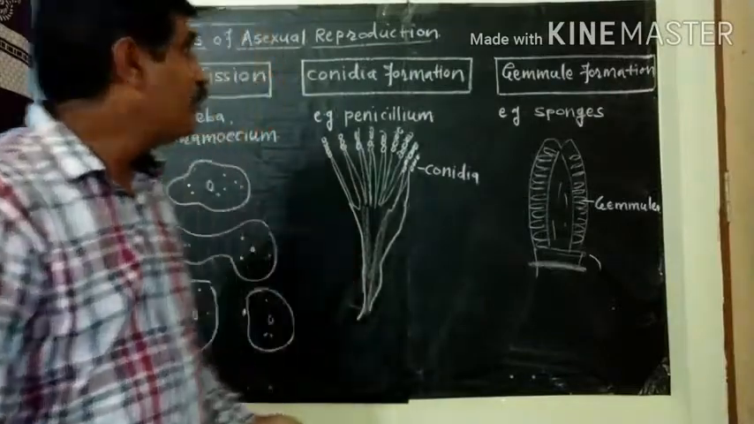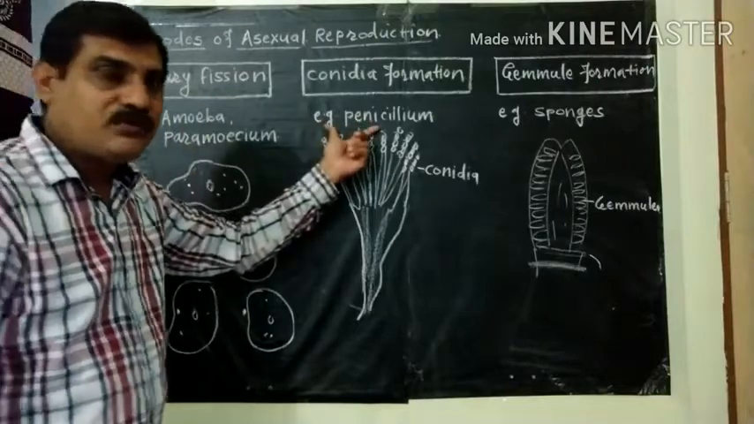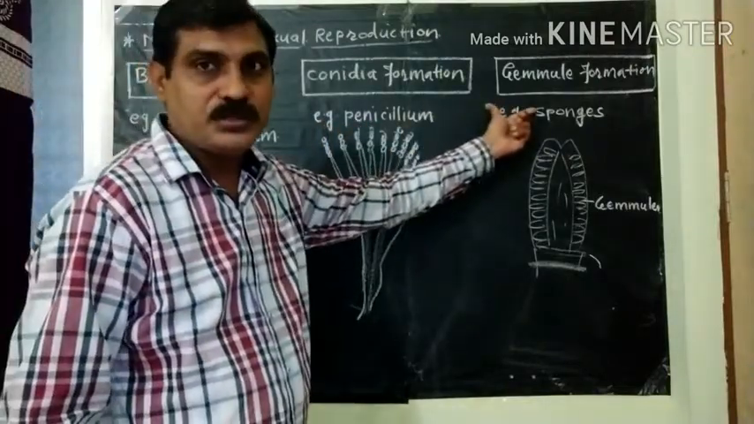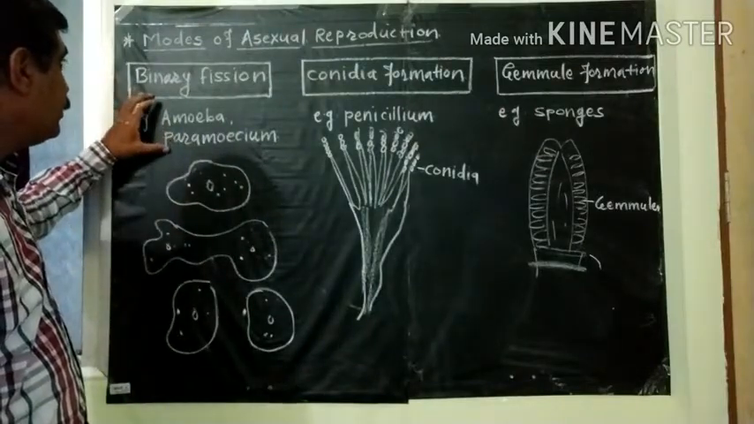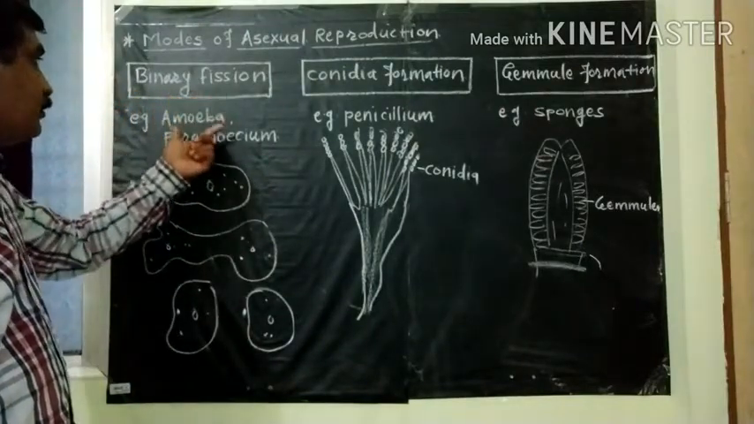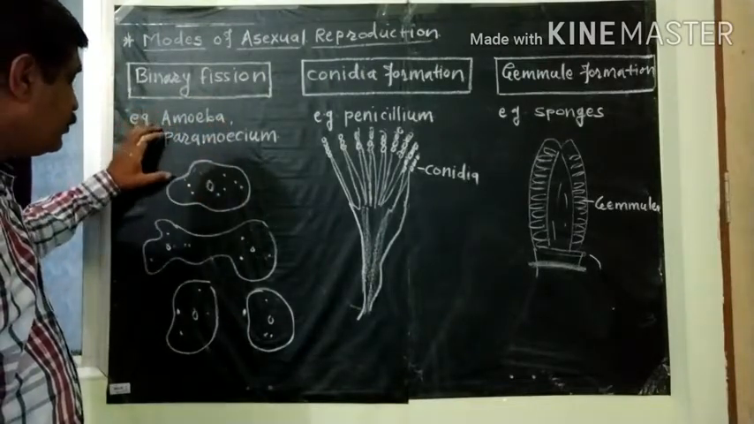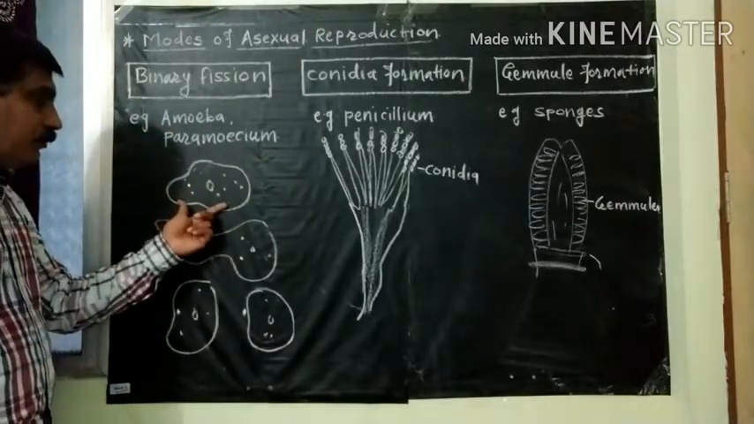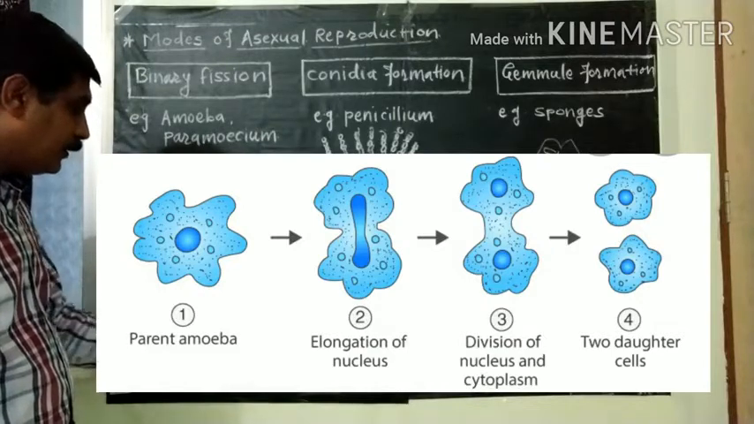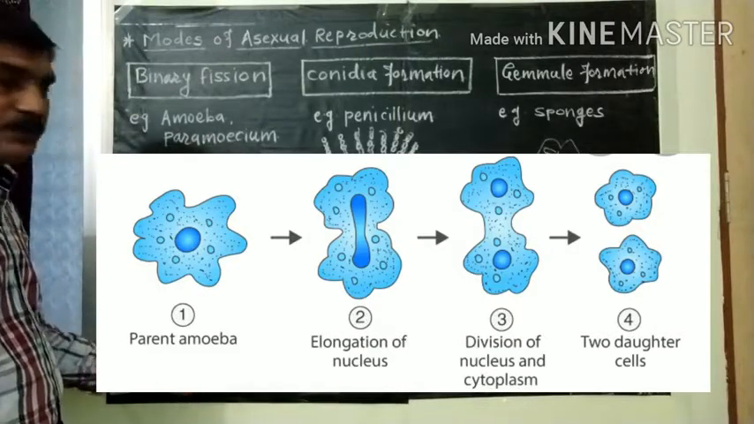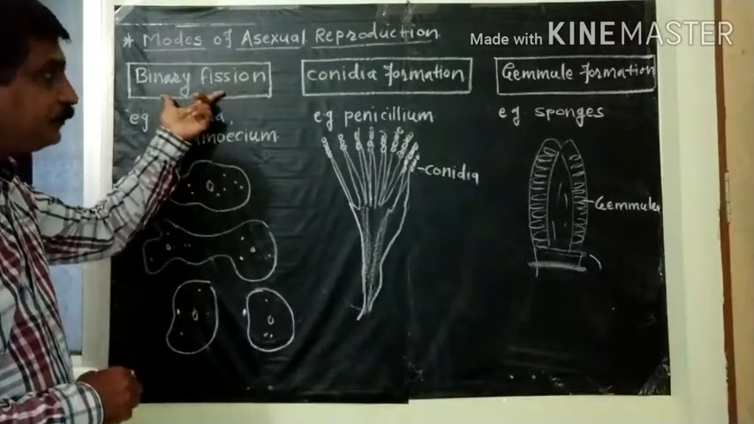Other methods of asexual reproduction include binary fission, conidia formation, and gemmule formation. In our book, examples are given here: binary fission in amoeba and paramecium. In binary fission, the amoeba divides into two halves, and each half develops into a new amoeba. Thus, the process is known as binary fission.